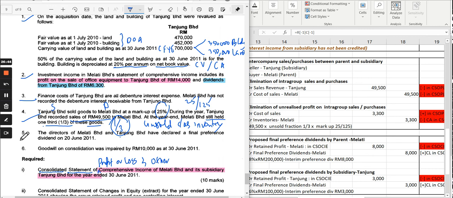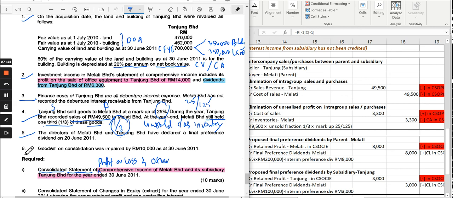This part is regarding dividend. So this dividend will not be recorded in the statement of profit or loss. This will be charged in the statement of changes in equity according to where it is being declared or who is declaring it. So here both are declaring. So we need to do that in our statement of changes in equity for each, Melati and Tanjung.